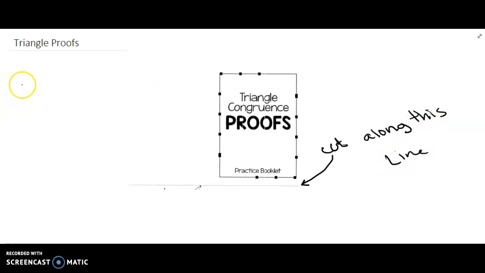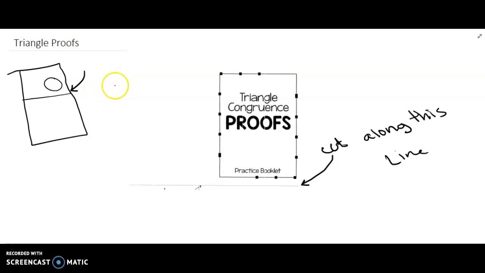Okay, so you're going to have a sheet that looks like this. This is on top, and the triangle congruent proofs is over here. You're going to cut along this line to where you have this top part and the bottom part. Then you're going to fold on both of these right here. So you're going to fold right here in the middle.